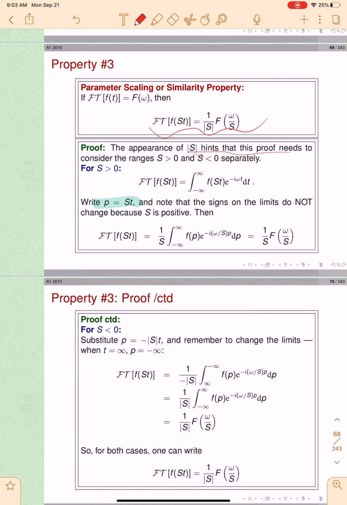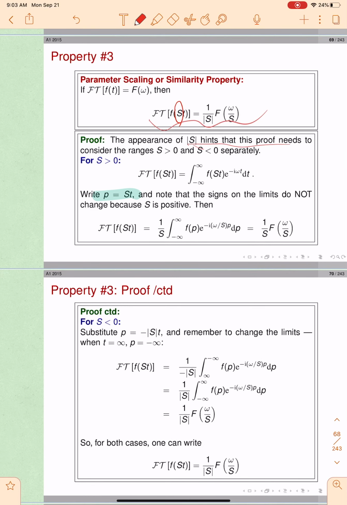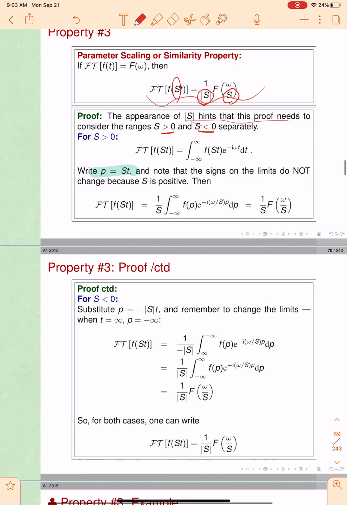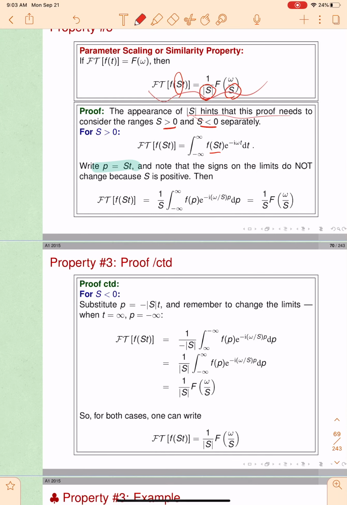Property 3, parameter scaling and similarity property. So you will have a parameter s there, and when you Fourier transform it, it will come to the bottom as omega over s. So we need to consider both the s greater than 0 and s less than 0 circumstances. First, you Fourier transform f(st), so you put it in as usual. Then you let p equals st.